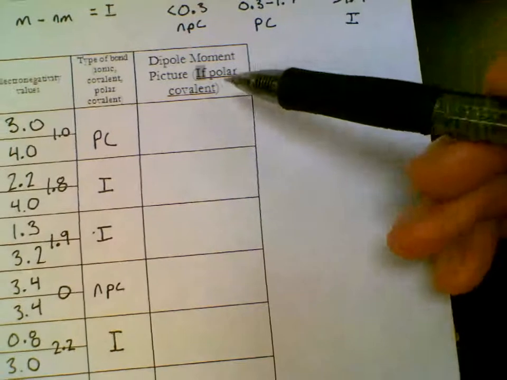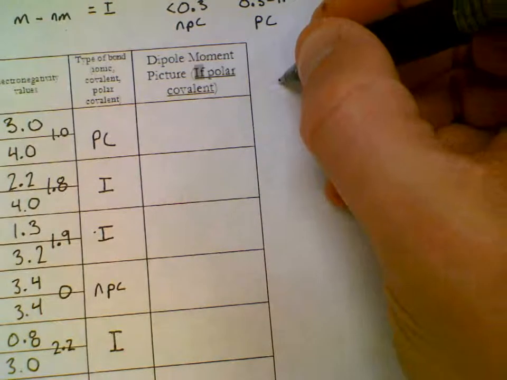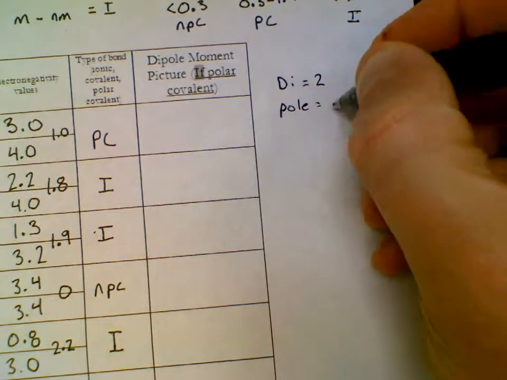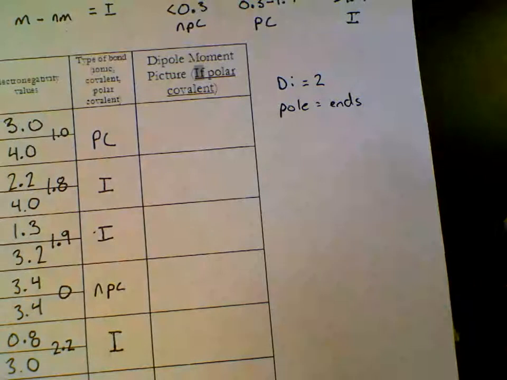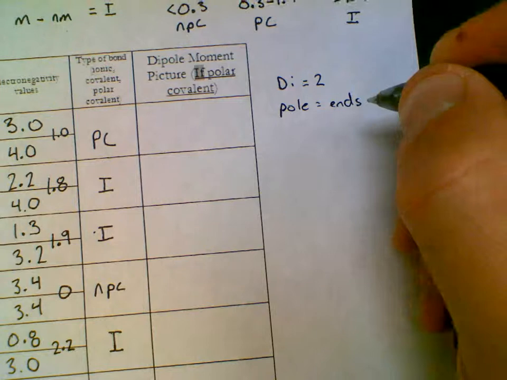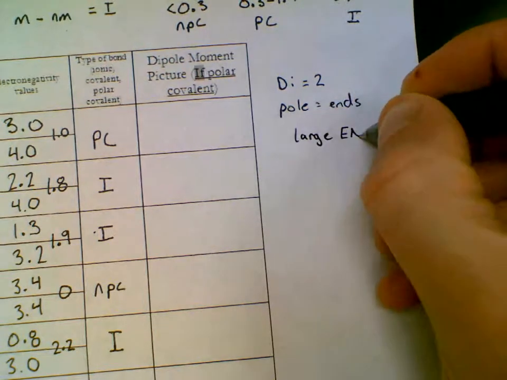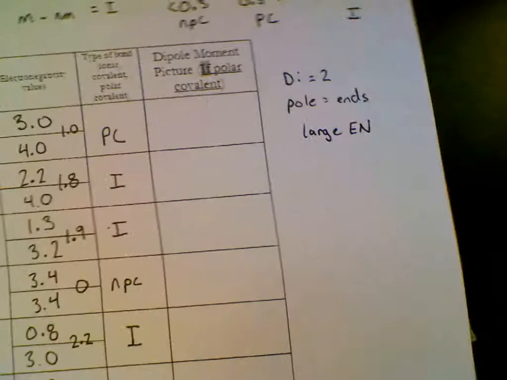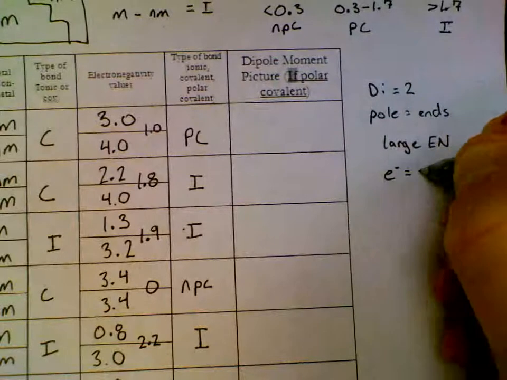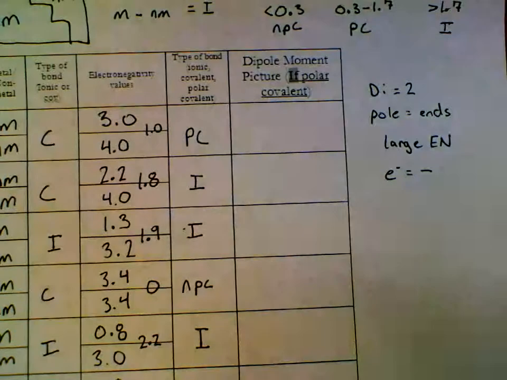The last column is dipole moment. If the bond is polar covalent, prefix di means two, and poles kind of mean ends. So each of these bonds has two ends, a positive end and a negative end, or partially positive, partially negative. The large electronegativity value is assigned to the atom that really likes electrons. And since electrons are negative, whichever of these two atoms has the larger value is going to be partially negative.